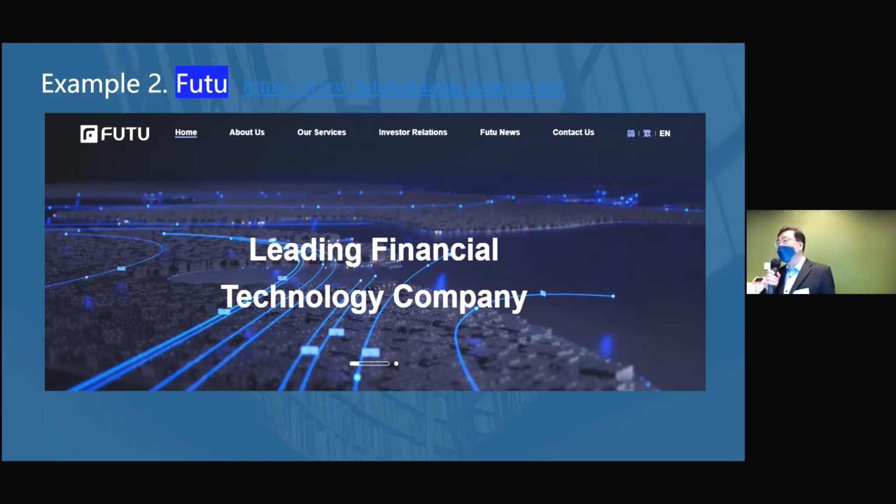Futu listed on NASDAQ, I think two years ago. Yeah, it's a very successful digital brokerage firm. Why I'm using this example is because my kids are using this firm too, and they mentioned to me that this is a very good digital technology firm to trade stocks.